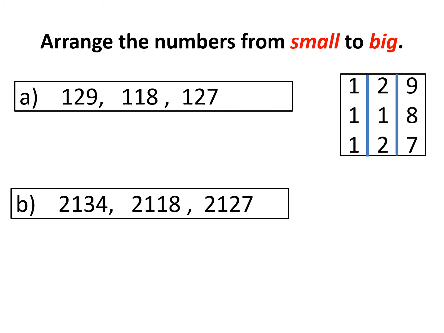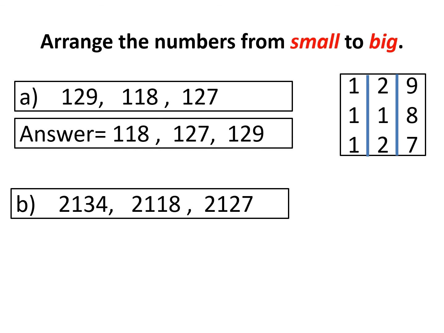Now you move on to the next column. 9 and 7. 118 is already done. So you're using 129 and 127. 9 and 7. Now you look. The number 7 is the smallest, isn't it? So definitely after 118 is 127. And the last one is 129 because that one is the biggest one. So you write down like this. 118 first, and then 127, and then 129.